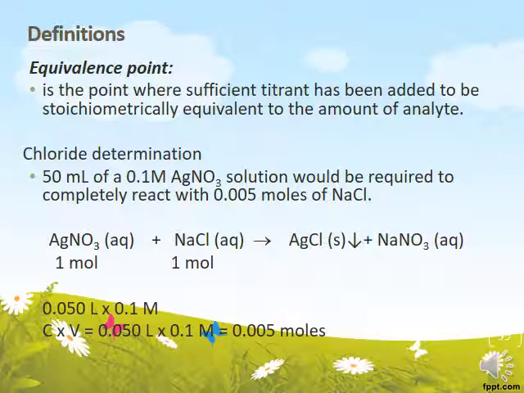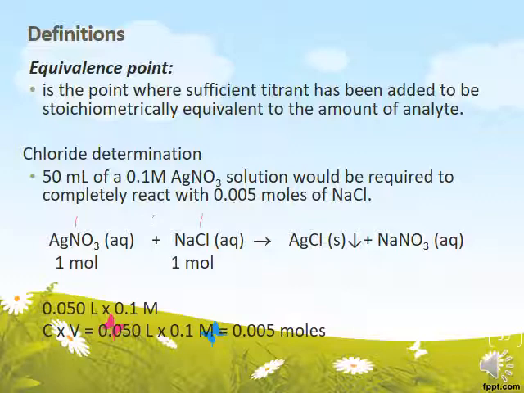So what is the equivalence point? The equivalence point is the point where sufficient titrant has been added to be stoichiometrically equivalent to the amount of analyte. For example, chloride determination. 50 ml of 0.1 molar silver nitrate solution would be required to completely react with 0.005 mol of sodium chloride, because the balanced chemical reaction is 1 molar to 1 molar.